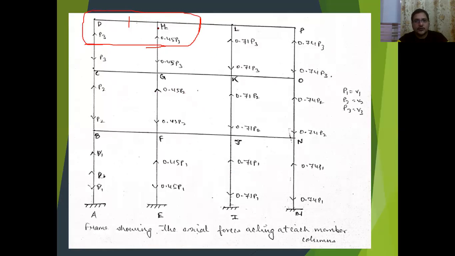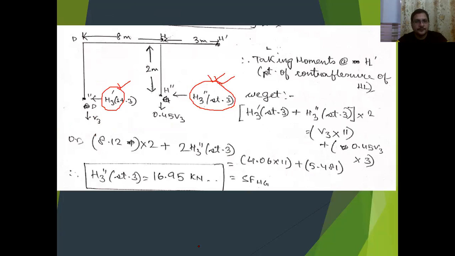Okay. So I have cut this portion HG, the point of contact flexure of HG, and I've cut the portion point of contact flexure which is the midpoint at HL. So come back to this calculation. Obviously, I will be representing all the vertical forces. For the exterior column, we have got V3. Now, for the second column, it will be 0.45 V3. That is the proportional factor. And H3 double dash is unknown. We have to find out.